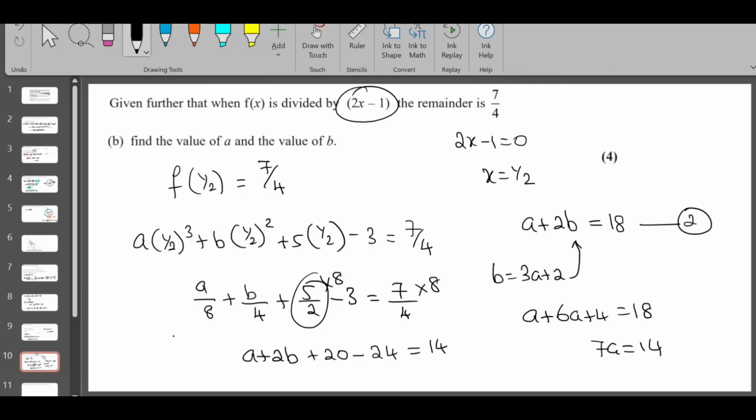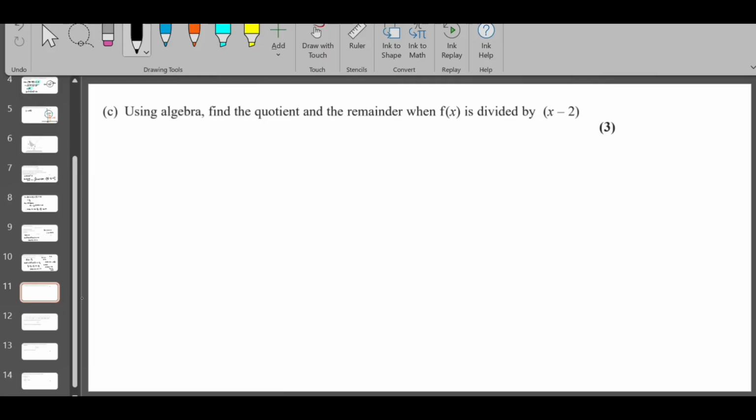7a is equal to 14, a is equal to 2. Sub into any one of the equations, you will get b is equal to 18 minus 2, which is 16, 8. That's all. 4-mark question. Part C now. Use algebra to find the quotient and remainder when f of x is divided by x minus 2.